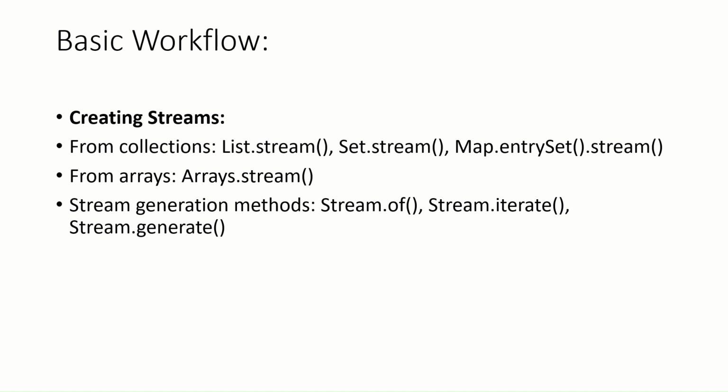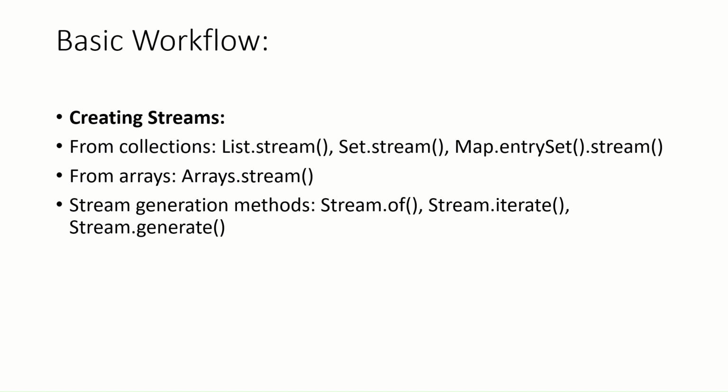Now, there are other stream generation methods, like Stream.of, Stream.iterate, and Stream.generate. Let's discuss Stream.of. Let's say you want to generate a stream of numbers. You can do Stream.of, and inside that of you can provide the list of integers, and that will give you a stream of numbers or a stream of integers. Similarly, you can also use Stream.iterate and Stream.generate. So this is how you can create the stream.